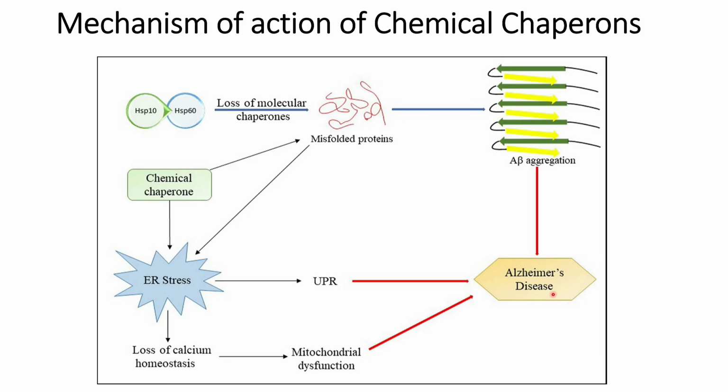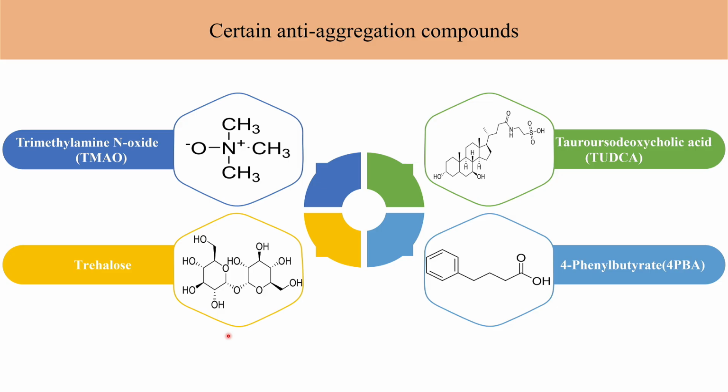If you see the mechanism of action of these chaperones, it is clear. What the chaperones do is directly bind to the misfolded proteins, and they also reduce the endoplasmic reticulum stress, and thus impact the UPR and reduce the burden of aggregated proteins, and thus treat the disease. Once the endoplasmic reticulum is maintained, it also maintains calcium homeostasis.